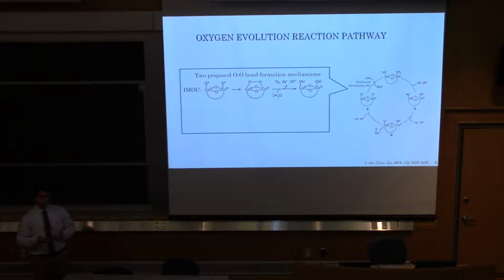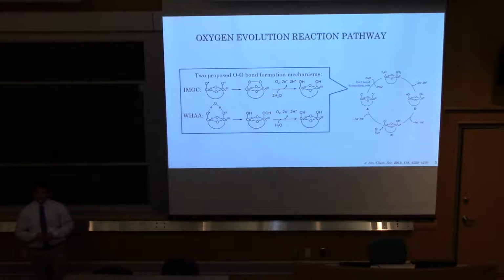Currently there are 2 proposed mechanisms by which this step occurs. The first is an intramolecular oxygen coupling reaction, where these 2 oxyl radicals bridge together to form the superoxide intermediate. The second is a water-hydrogen atom abstraction, where water attacks the oxyl radical and forms this peroxide intermediate. One key difference between these 2 intermediates is that the second one has hydrogen, or has water. So this is where we decided to start our study.